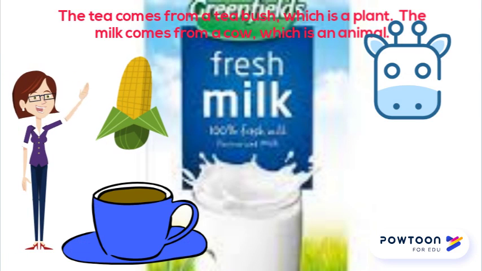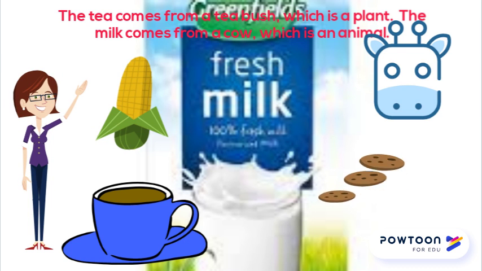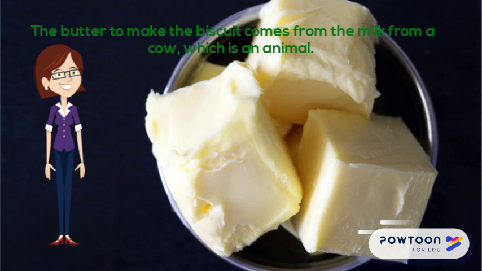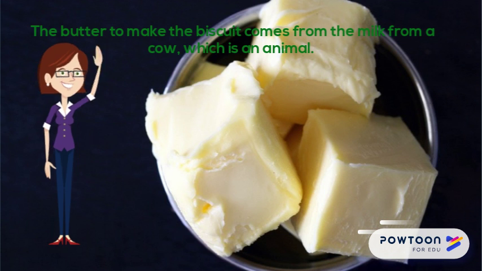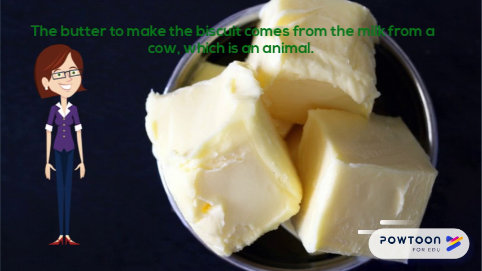The tea comes from the tea bush, which is a plant. The milk comes from a cow, which is an animal. The sugar for the tea and the biscuit comes from the sugar cane, which is a plant. The flour to make the biscuit comes from wheat, which is a plant. The butter to make the biscuit comes from the milk from the cow, which is an animal.